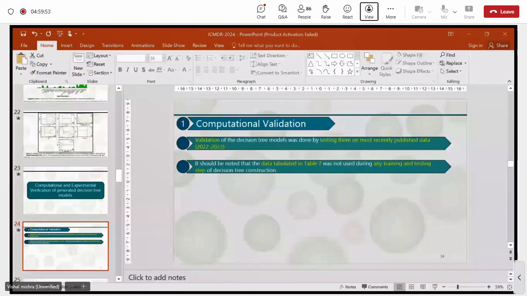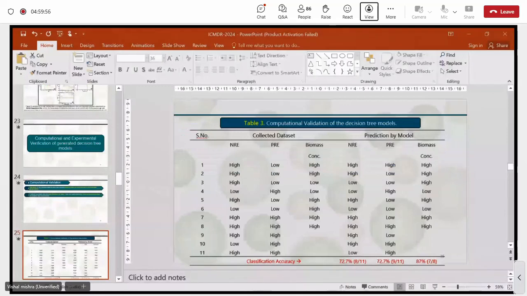So now, the collected data set and the prediction by the model. What actually happened here? NRE means nitrogen removal efficiency, PRE stands for phosphate removal efficiency, and then biomass. In the collected data set, this is what we got, and the prediction by the model is on the right hand side of the table. You can see that the classification accuracy was around 72%, almost 8 points agreed out of the 11 points, and then 9 points agreed out of the 11 points, and so on and so forth. 87% accuracy was found in the biomass production.